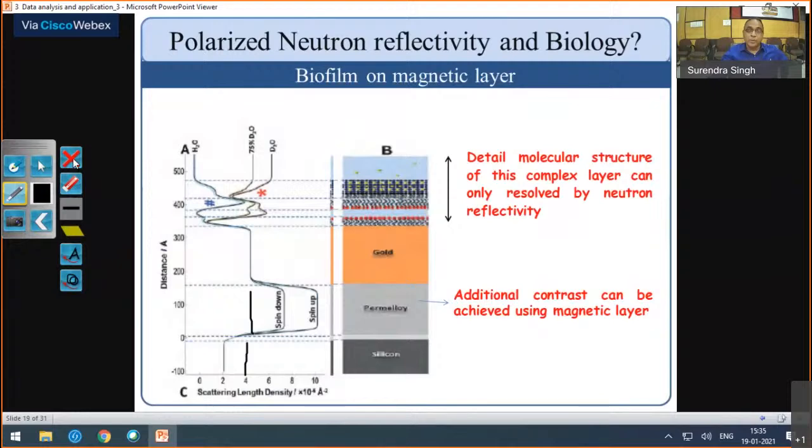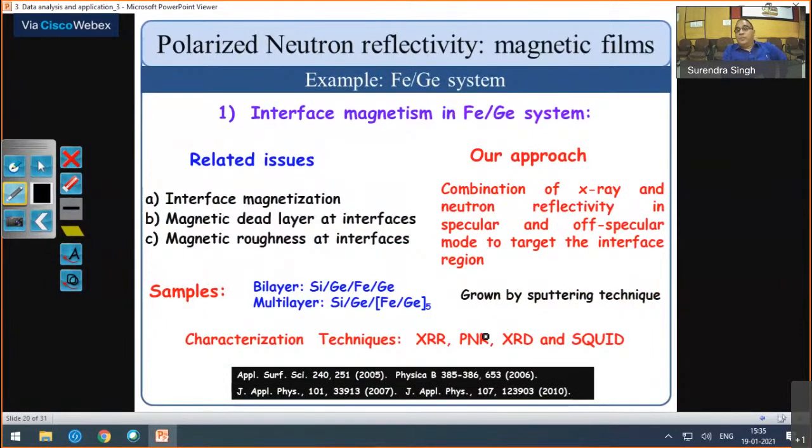In fact, usually for biological samples. So now we'll take the polarized neutron reflectivity from magnetic films, and I will explain two or three examples.